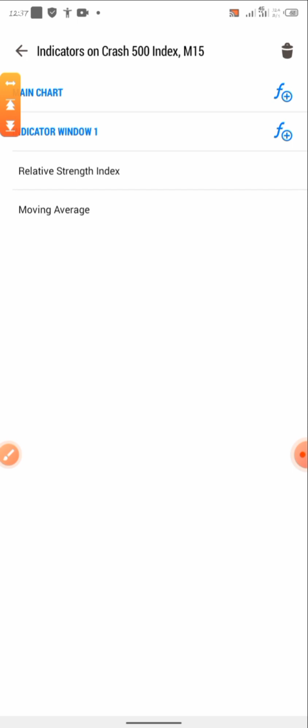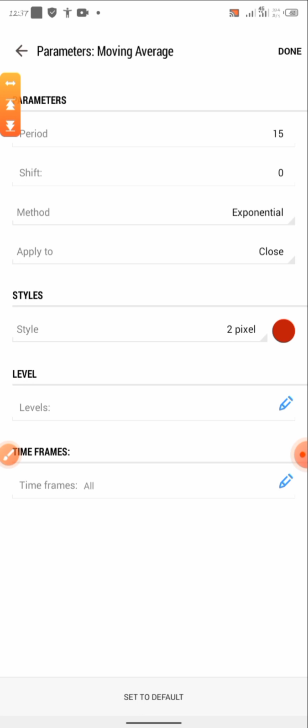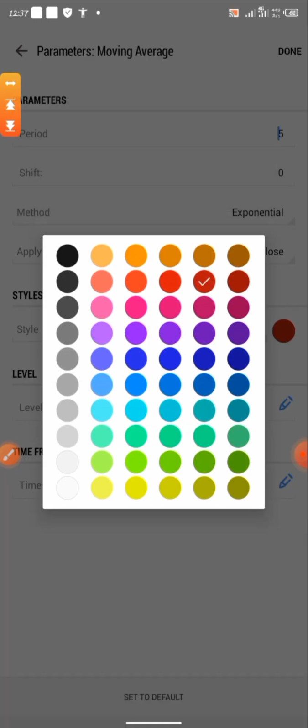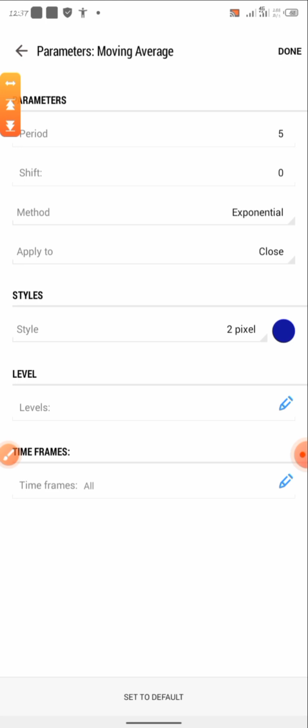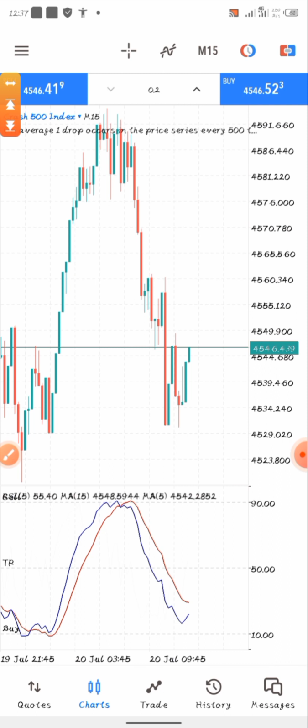Now the second moving average you're going to be adding is the 5 moving average. It's a 5 period moving average, shift 0, method is also exponential, apply to close, and the style is going to be blue. You can use the color of your choice. After choosing the color you want, click on done. Then you are good to go. You have your indicators set up.